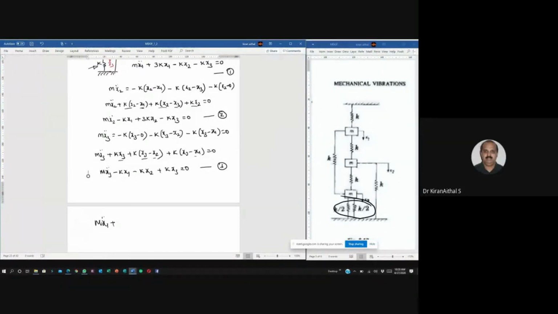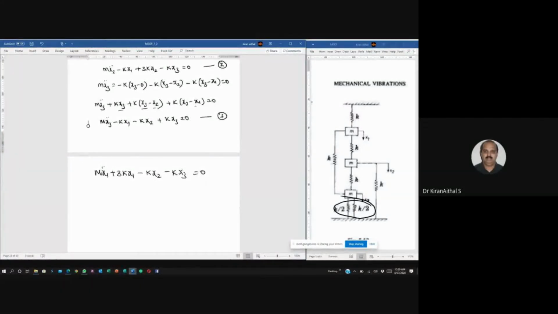mx1 double dot plus 3kx1 minus kx2 minus kx3 is equal to 0, right? Then mx2 double dot minus kx1 plus 3kx2 minus kx3 is equal to 0. Then mx3 double dot minus kx1 minus kx2 plus kx3 is equal to 0. I have written like this.